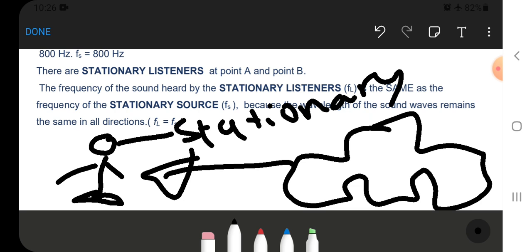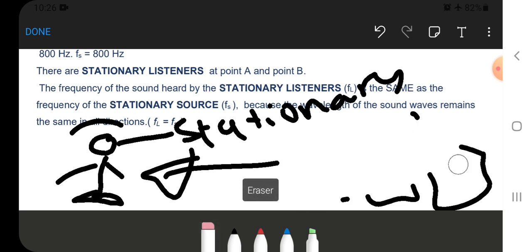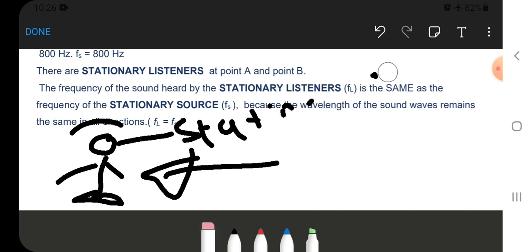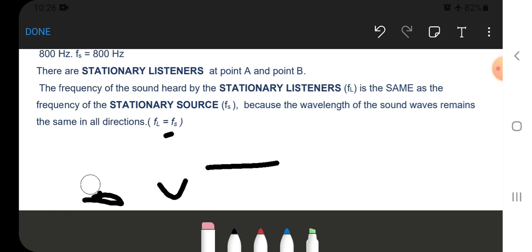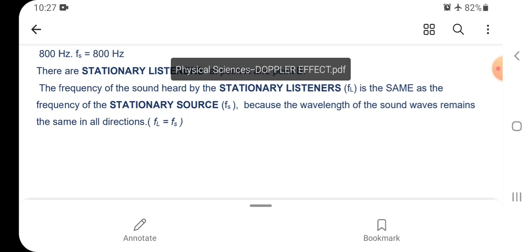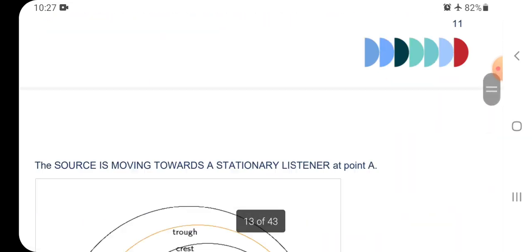So that's what we say the source will be this car. This is the source of the sound, and then this person here is the stationary listener, okay. Or there can be an instance whereby the listener is going to pass the car, okay. There are such instances, but let's look at this.